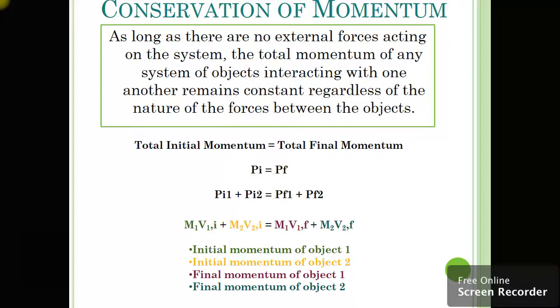So we have momentum, total initial momentum equals total final momentum. These are the equations below the green box. We abbreviate momentum with a P, and I for initial, F for final.